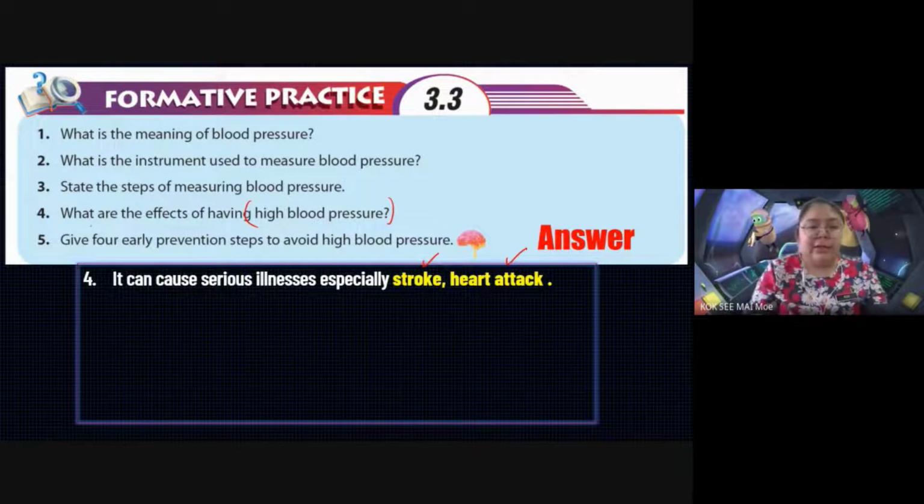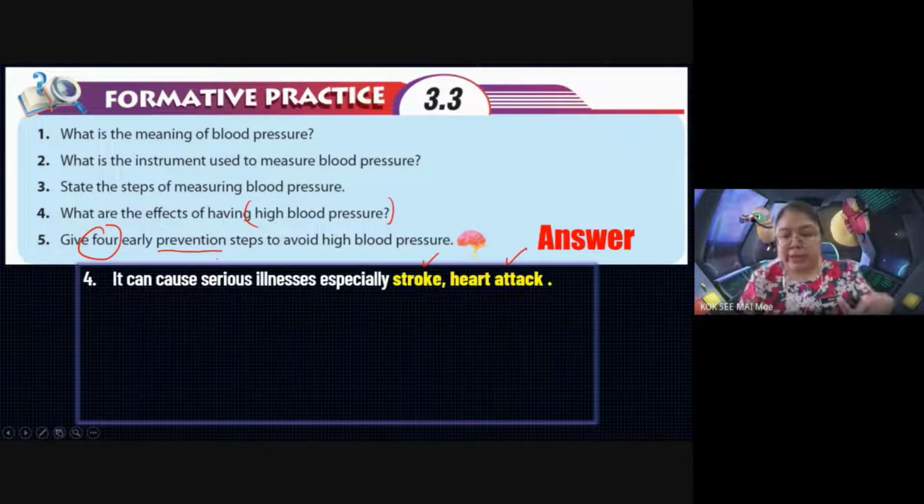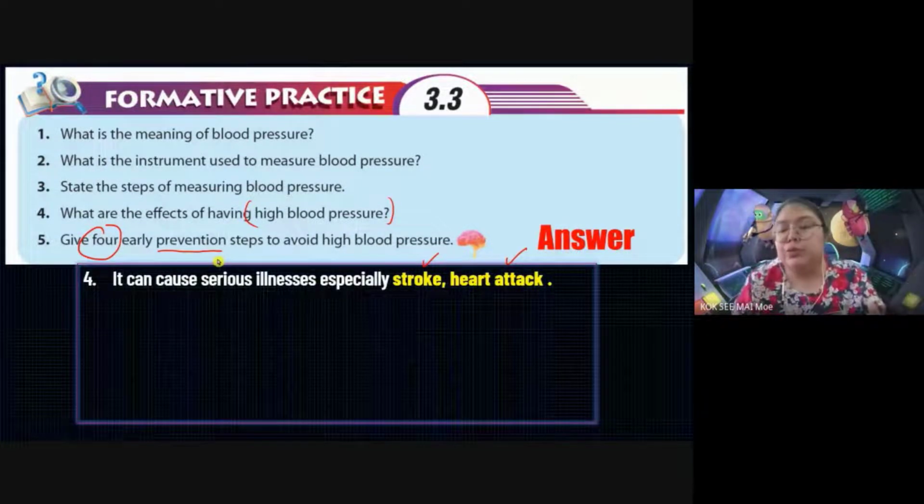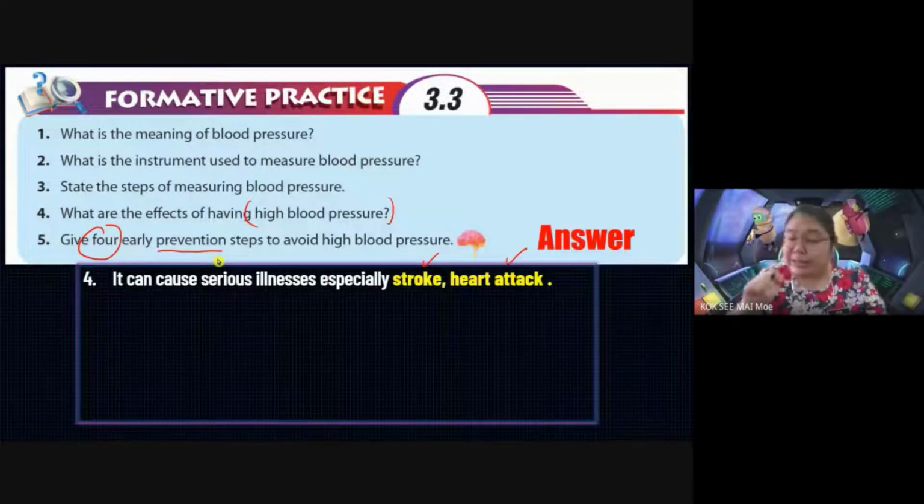Number 5, give 4 early preventions. That means you want to prevent high blood pressure. What do you need to do? I don't want to get it and only then settle it. I want to prevent it. I don't want to have high blood pressure. So what do I need to do? They ask you for 4 early preventions. The first one, sure, you say your food diet, balanced diet. Normally we take food with salt, right? So normally you take less salt and also a balanced diet.